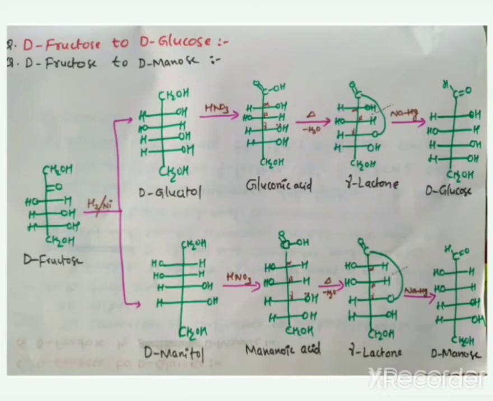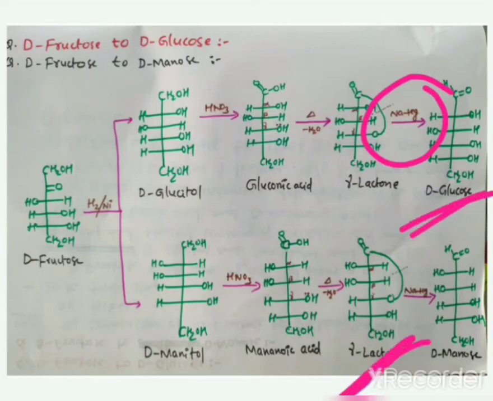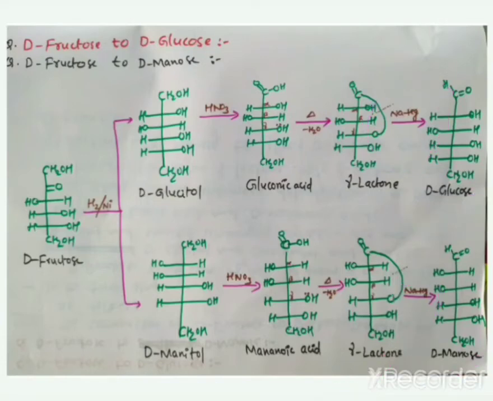Gamma lactone undergoes reduction with sodium amalgam to form D-glucose. Here the gamma lactone of the other acid with sodium amalgam gives D-mannose. That is the difference.